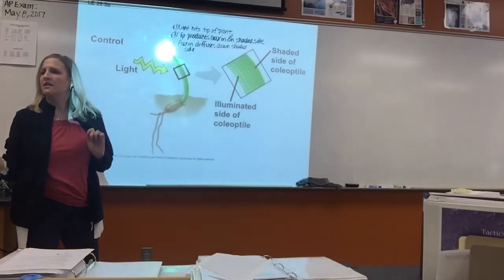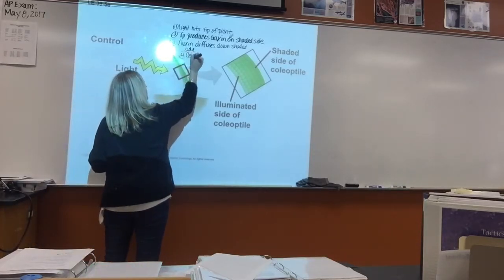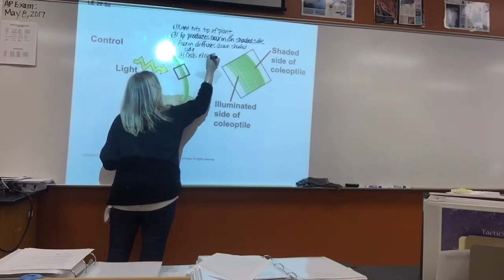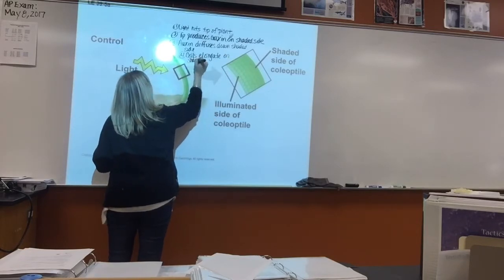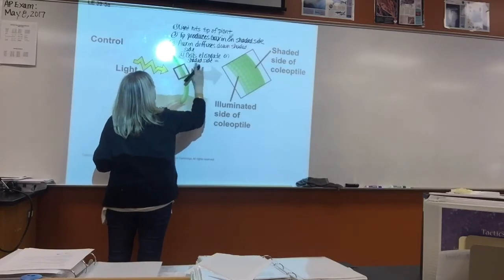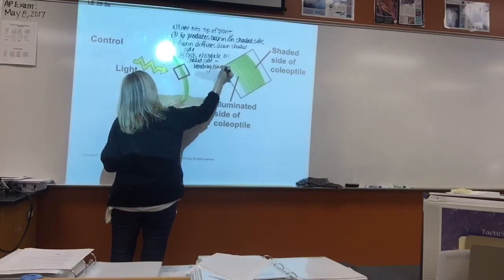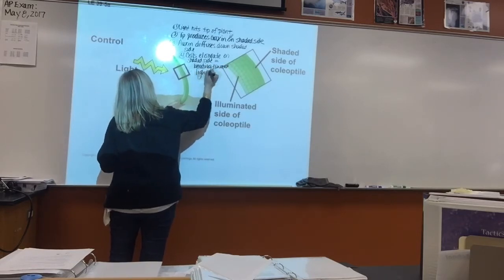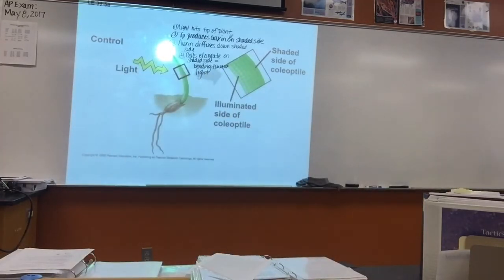What does the auxin cause to happen on the shaded side? Cells elongate. On the shaded side, which then causes elongation, or bending. And so that is an example of a physiological response in a plant due to environmental cues.